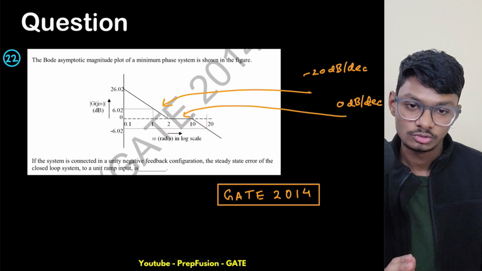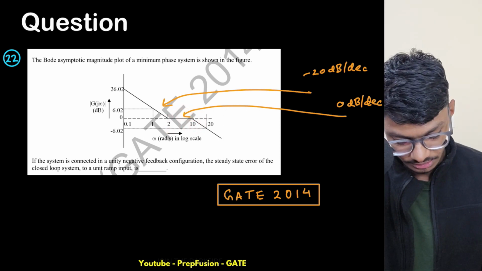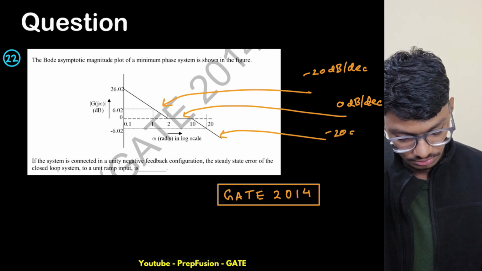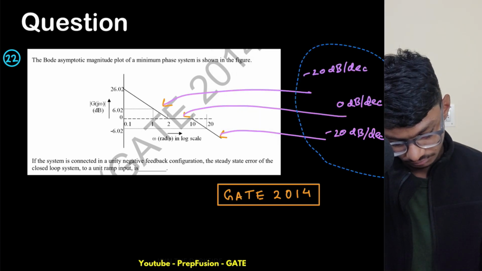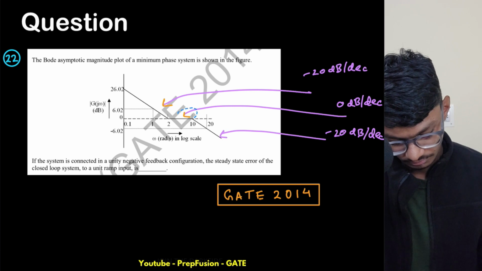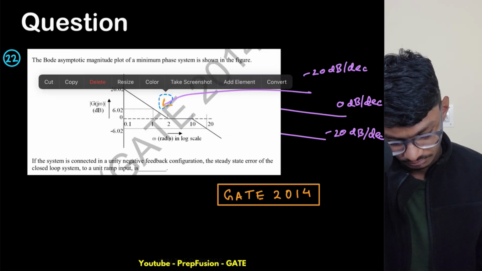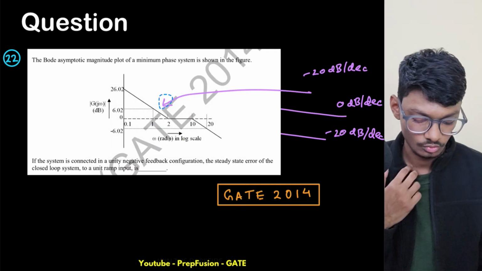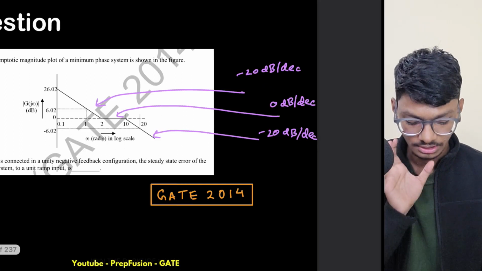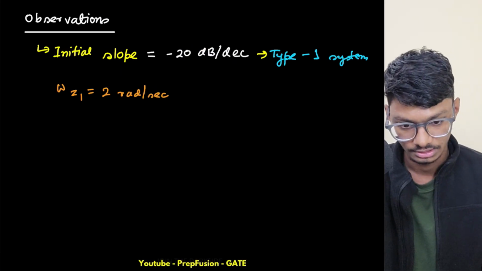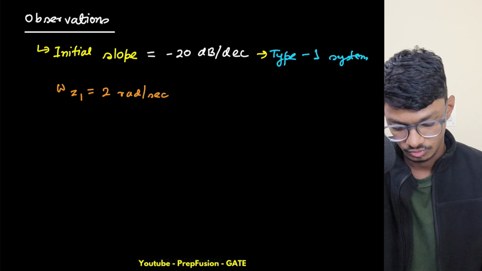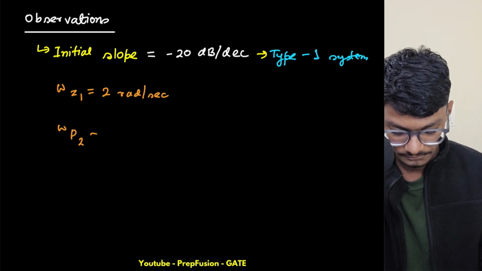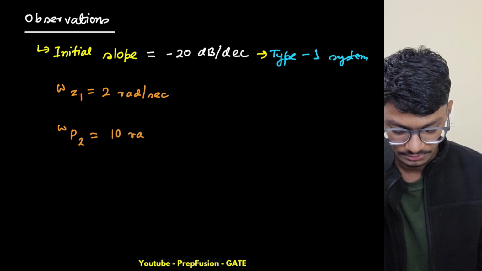Then at 10 my slope is again going from 0 dB to minus 20 dB per decade. So here, at omega equals 10, I have another corner frequency, and it is a single pole, because from 0 it is going to minus 20 dB per decade. Just hold on, let me check if everything is recording. Yeah, everything is recording. So I have a second pole at 10 radian per second.